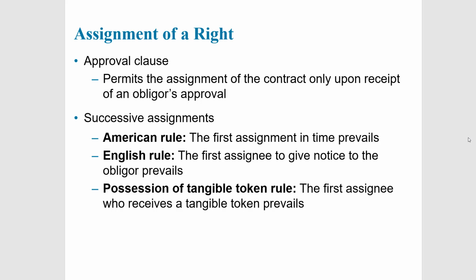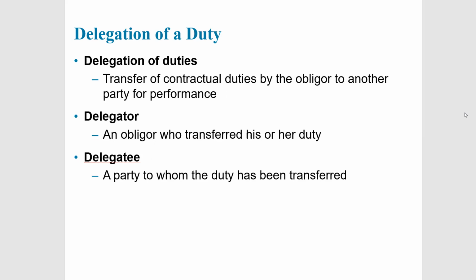The English rule is that the first assignee to give notice to the obliger is the one that gets the rights. And then some places have a possession of a tangible token rule. If there is some type of tangible token associated with the sale, like maybe a stock certificate or something like that, then the first person who receives that tangible token would prevail. So that's assignment.